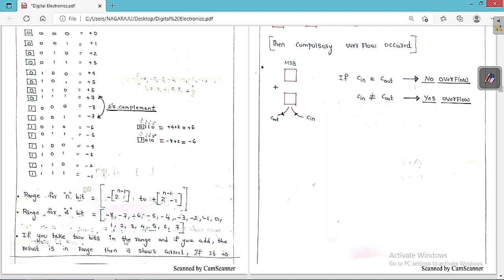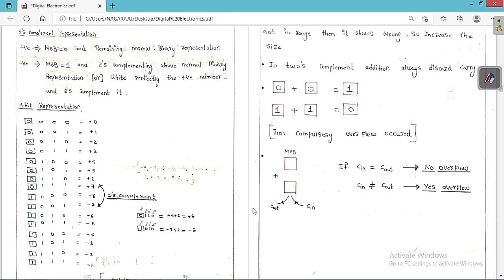So if you take 2 numbers in the range and if you add them, and the result is in the range, then it shows correct. If it is not in the range, then it shows wrong. So increase the size. What I am trying to tell you is very simple.